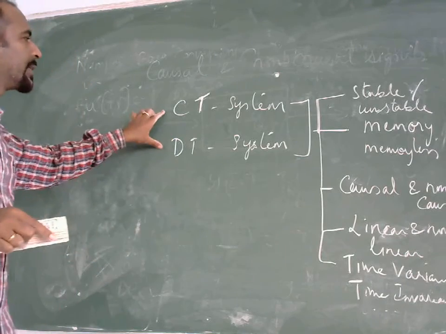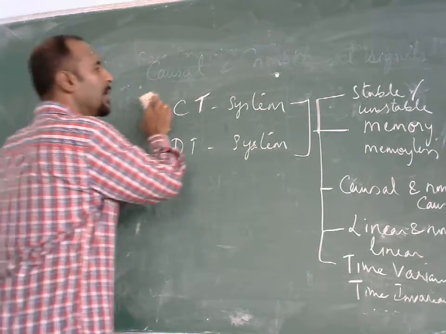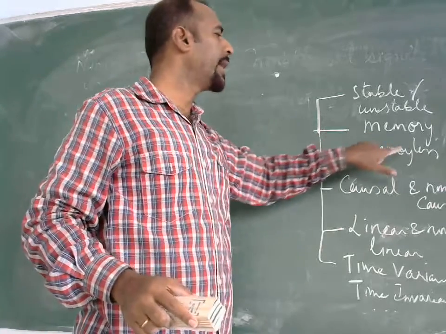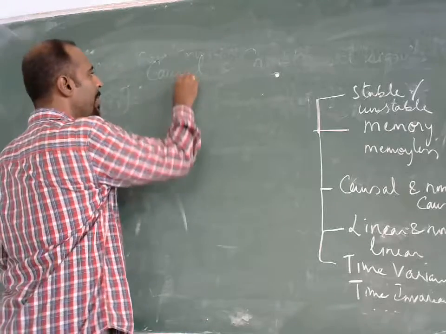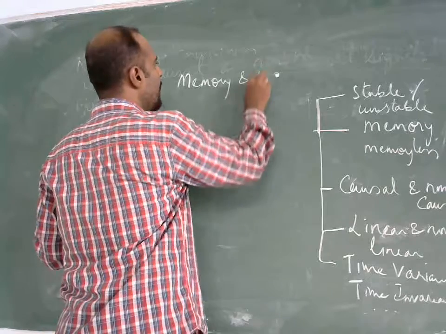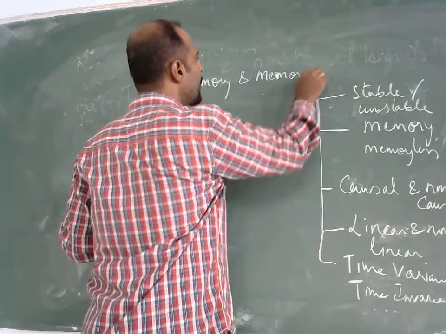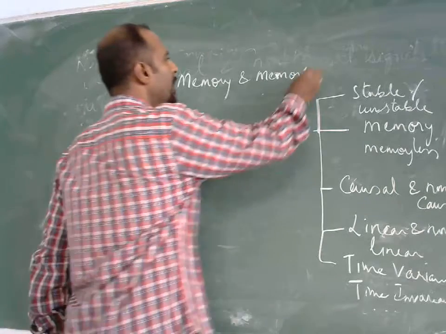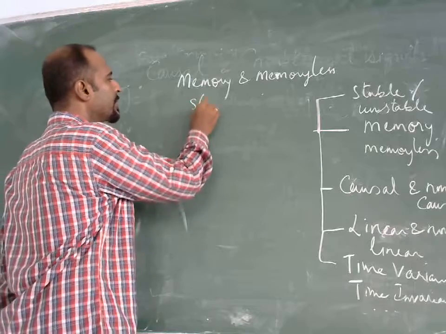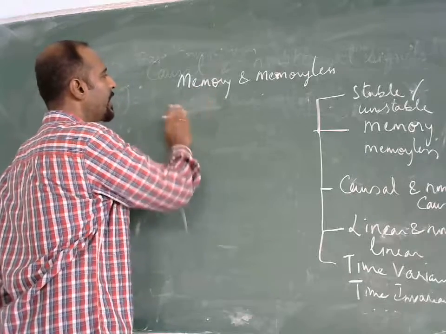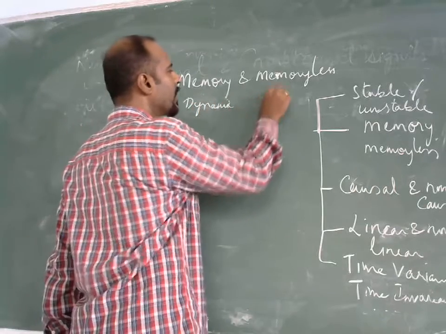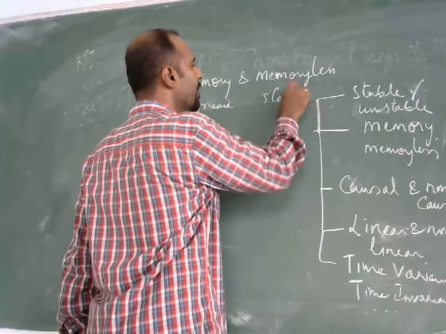Okay, so I think we have covered discrete and continuous time systems in good amount. Now let us look into what are memory and memoryless systems. If the system has memory, we call it a memory system, also called a dynamic system. If it is memoryless, we call it a static system.